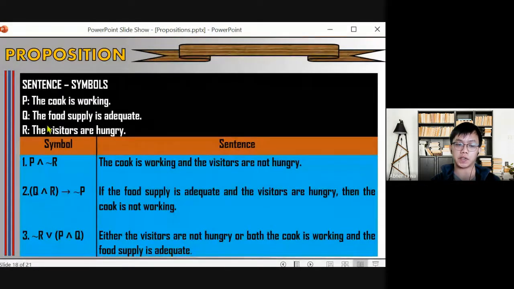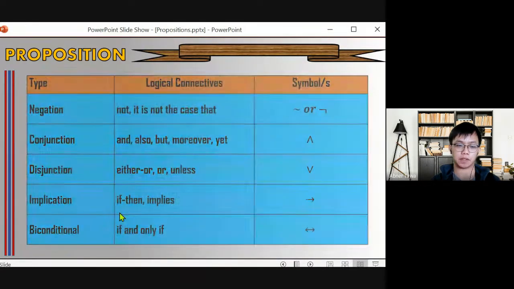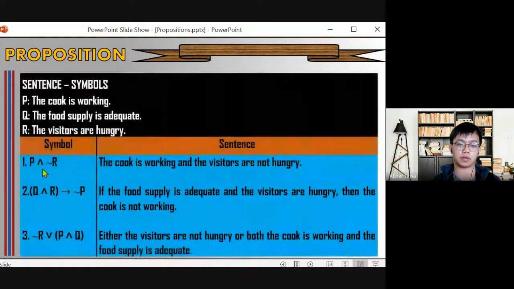If R says here the visitors are hungry, and we're going to negate that one, that would be the visitors are not hungry. So we have here either the visitors are not hungry or, since P and Q go together, we're going to use here the word both. Both the cook is working and the food supply is adequate. So that is for example number 3. Okay, so that is from symbol to sentence form.